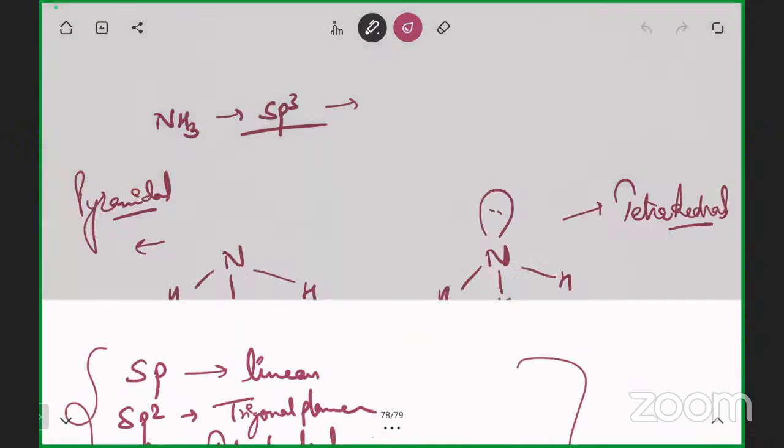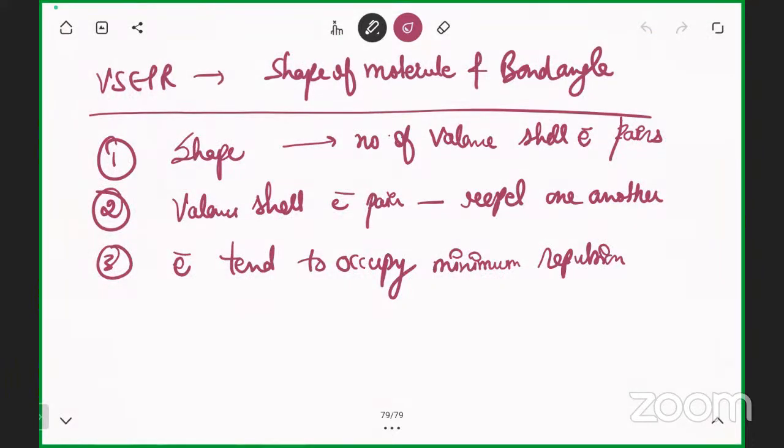Stability. To get stability, yeah, they tend to occupy the minimum distance so that maximum stability can be attained.